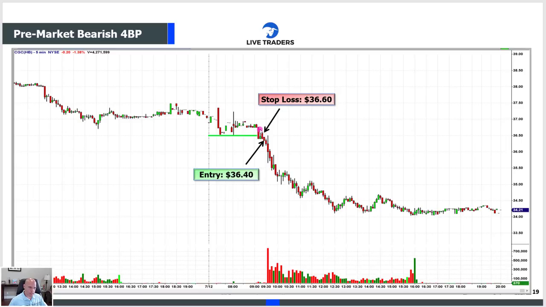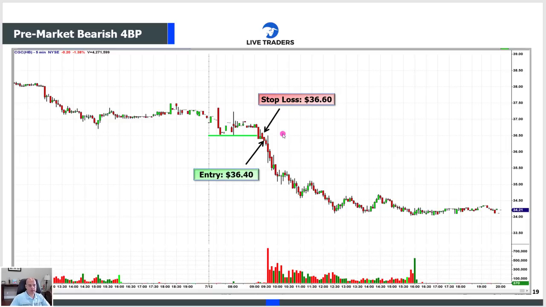Narrow range. So the second bar isn't narrow enough, but the third bar is. So we have a little bit of a four bar play. And as soon as the market opens, you can see the volume spike down here. As soon as the market opens, you're going to short it at 36.40. You're going to use 36.60. You could use a slightly wider stop, and that brings me to a good point.